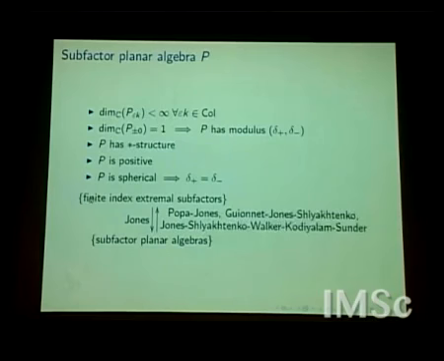starting from a finite index extremal subfactor. Extremal is some technical stuff. From a finite index extremal subfactor, Jones produced a subfactor planar algebra, which is the invariant of the subfactor, and from this subfactor planar algebra you can reconstruct a finite index extremal subfactor. The first thing was done by Popa and Jones, and then by Guionnet, Jones, Shlyakhtenko, Walker, and Kodiyalam-Sunder independently. So there are various versions of reconstruction.